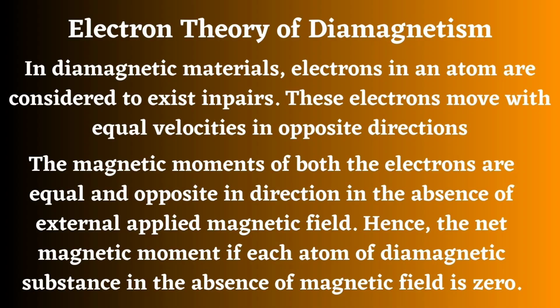It can be explained only from its electron theory. In diamagnetic materials, electrons in an atom are considered to exist in pairs, and these electrons move with equal velocities but in opposite directions. In the absence of an external magnetic field, the magnetic moments of both electrons are equal but opposite in direction. So we can say that the net magnetic moment of each atom of a diamagnetic substance in the absence of a magnetic field is taken as 0.